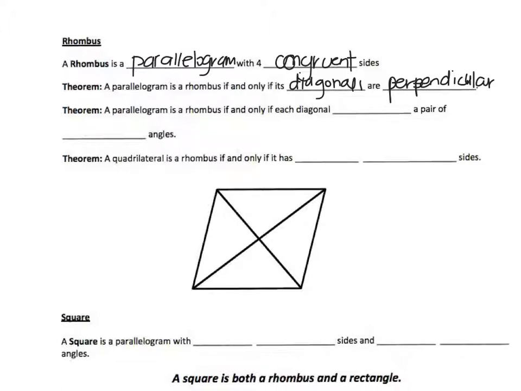Next, we have that a parallelogram is a rhombus if and only if each diagonal bisects a pair of opposite angles. So it means that when my diagonals go through the angles, it splits them in half. And then lastly, a quadrilateral is a rhombus if and only if it has four congruent sides.